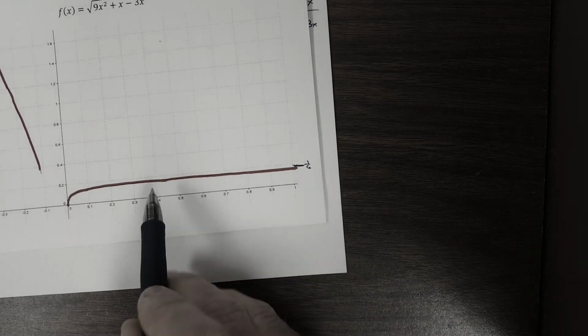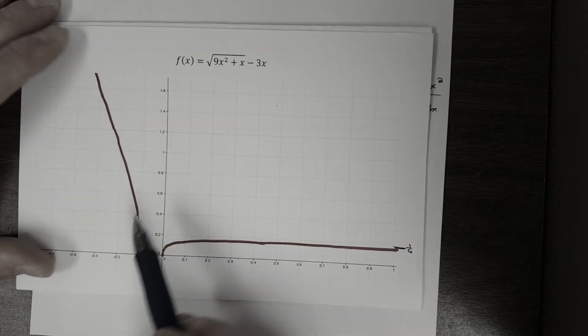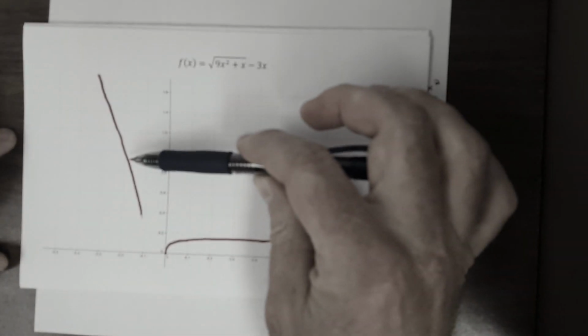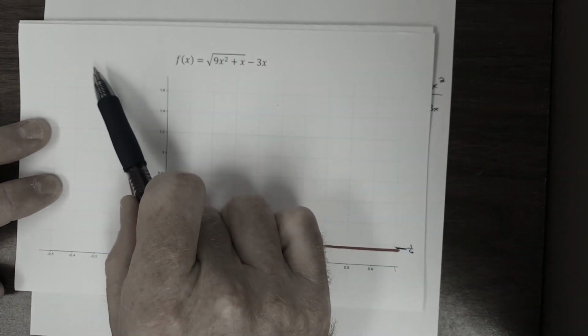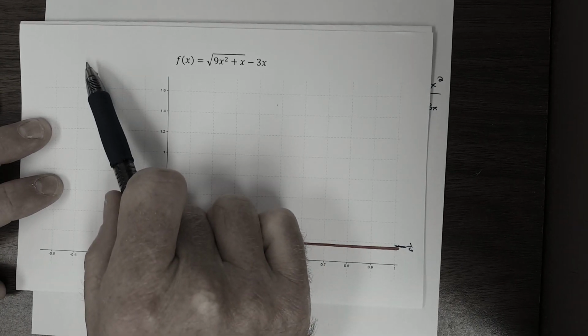So that's why this function, as it moves towards infinity, the y values are approaching 1/6. But as this function keeps moving left, these y values do not have a limit. They just keep approaching infinity. Up, up, up forever.